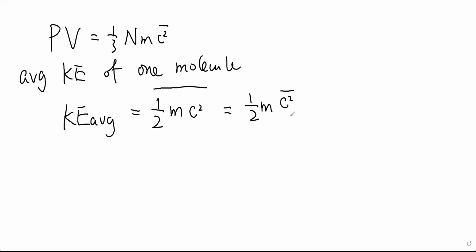And then for this one, let's see if you can derive it by yourself. It can be written as 3 over 2 PV over N. Can you derive it from that one? Of course. Yeah, I'll give you a second. Yeah, you just rearrange.